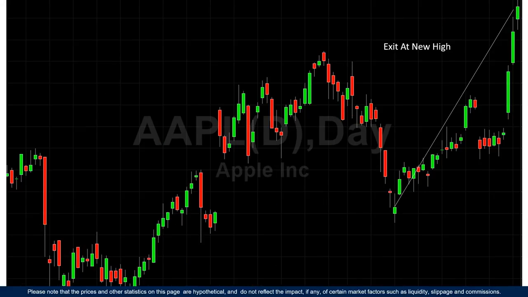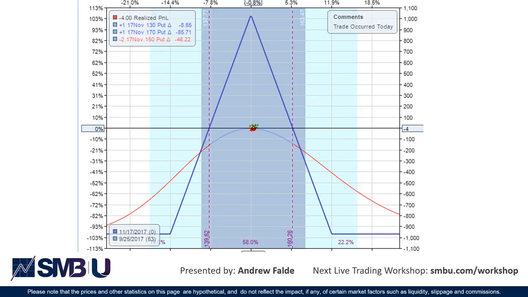We exit at a new high just for comparison purposes, but that could also be used as a type of stop loss where the range is broken and a neutral trade can be exited. This is the profile here, so you can see why it looks more complicated.